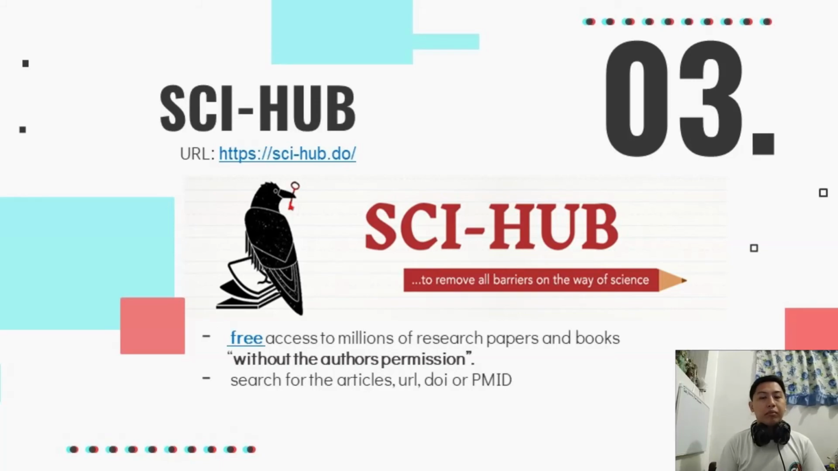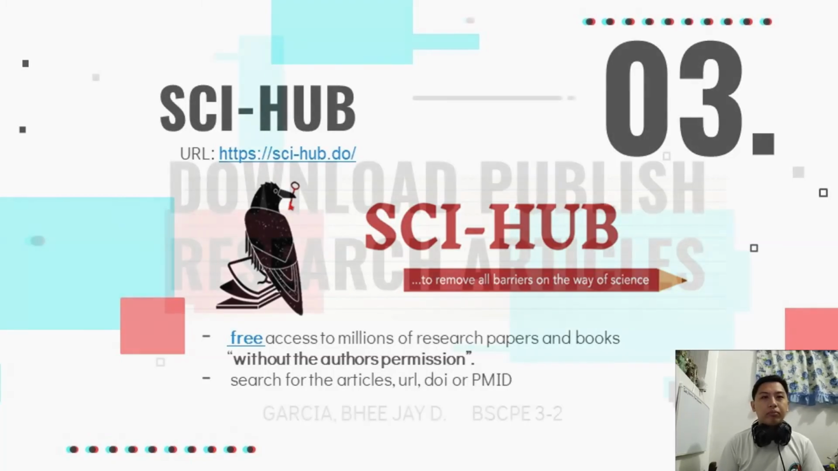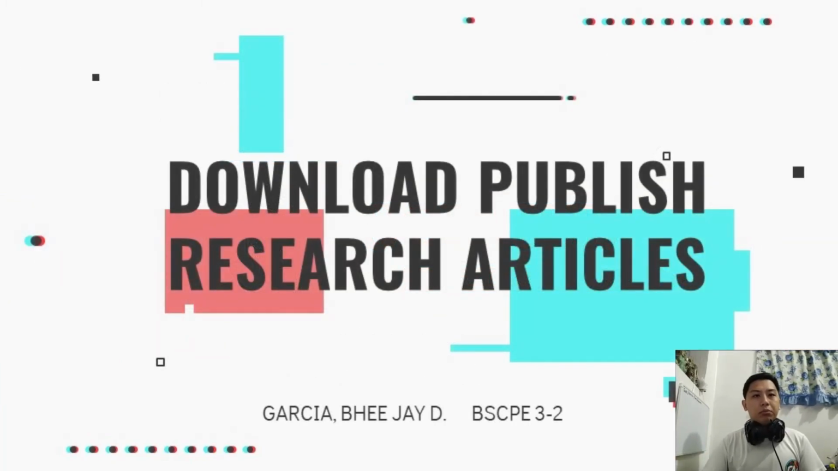We must be mindful of what we do to those published articles and what we got using Sci-Hub. So we can't publish data, since we need the author's permission for that. So that will be all. Those are the three techniques to download published research articles for free. So that will be all. Thank you very much.